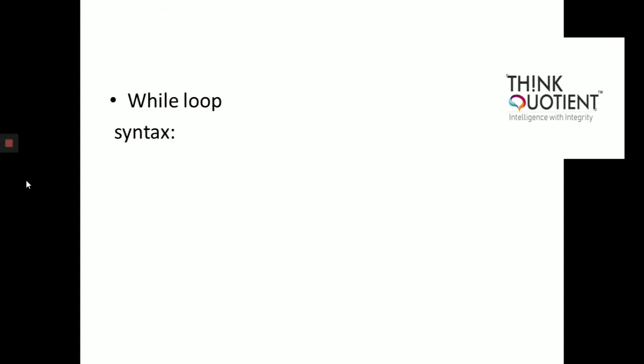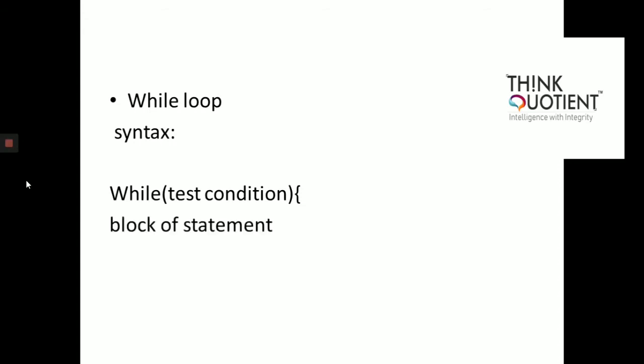For the for loop, when you know the conditions or the number of iterations, you can go with the for loop. Go with the while loop when you don't know how many iterations you may have. So let's have a look at the syntax. First you have to specify the while keyword, and you have to specify the test condition. In that you have the block of statements, increment or decrement conditions, and you have to close the curly braces.